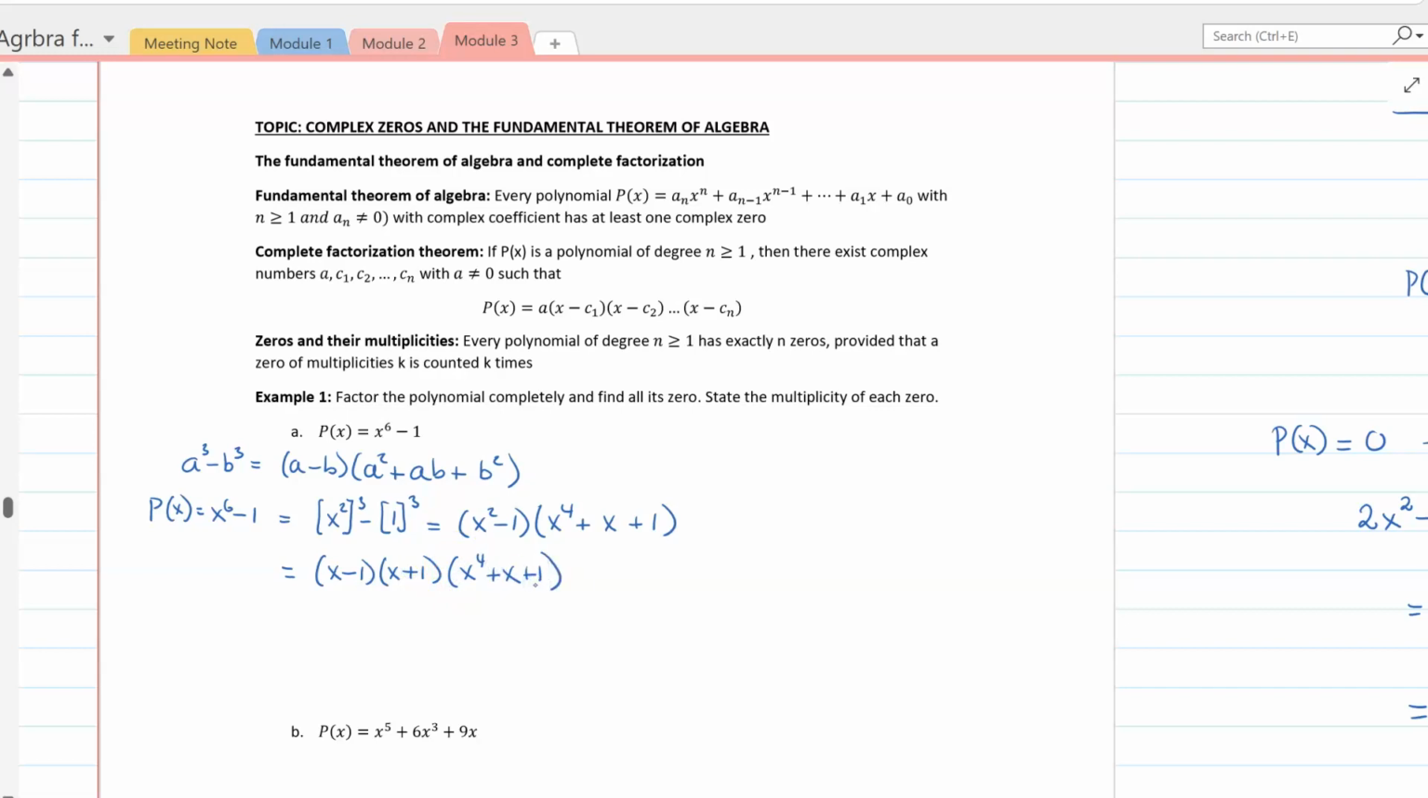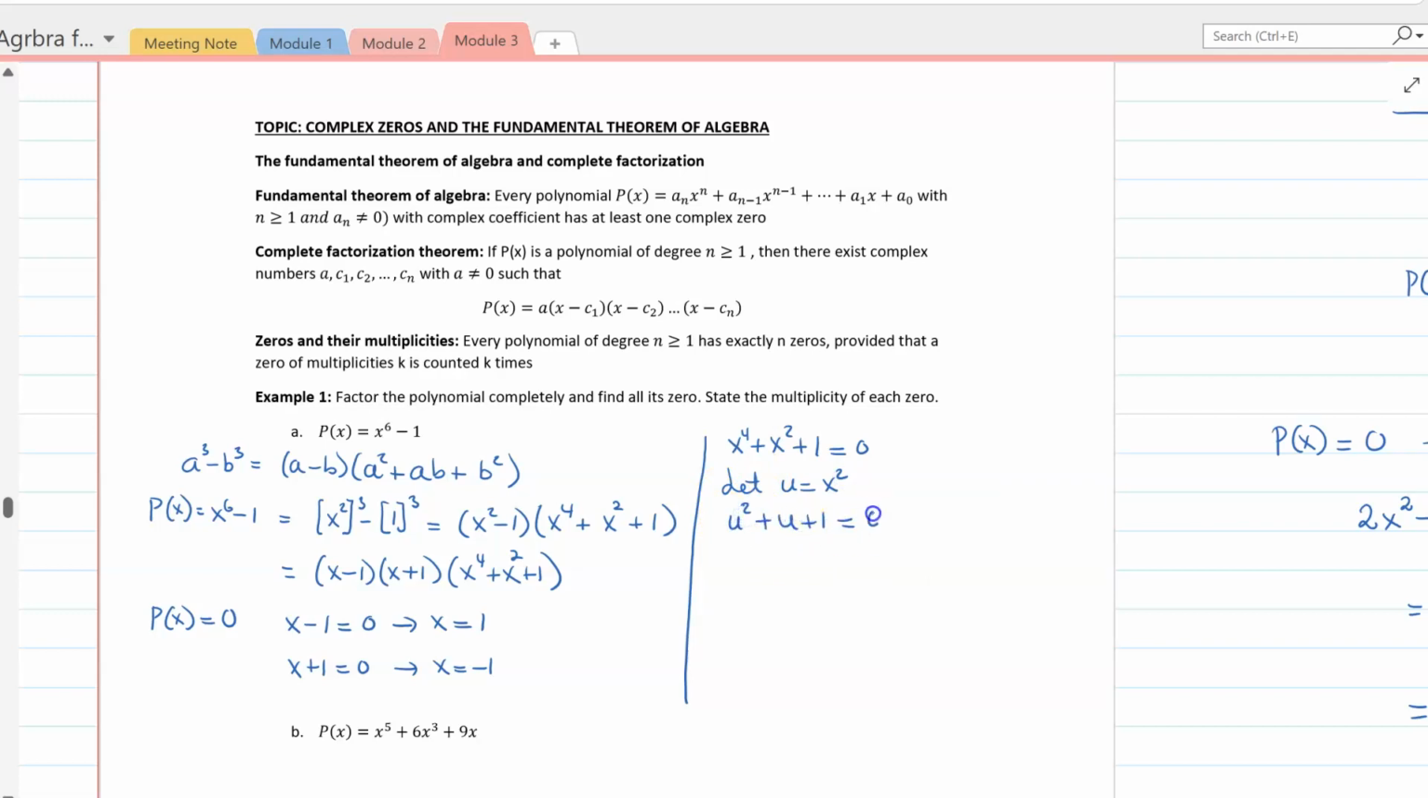I want to find all of its zeros, so p of x equals 0. This means x minus 1 equals 0, which leads to x equals 1. x plus 1 equals 0 leads to x equals negative 1. For x to the 4th plus x squared plus 1 equals 0, I can go ahead and do a u substitution. Let u equal x squared. Then the equation becomes u squared plus u plus 1 equals 0.